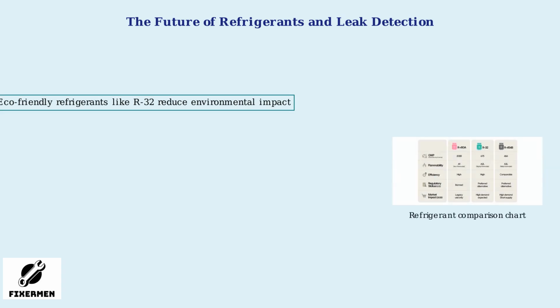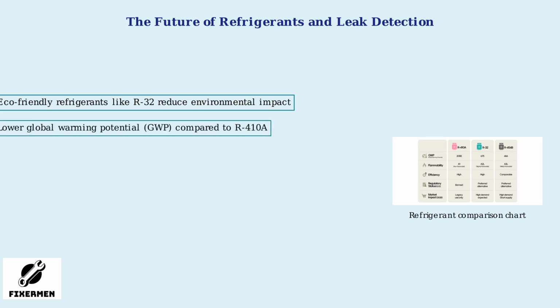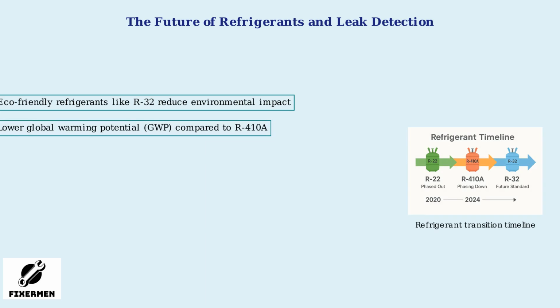The HVAC industry is rapidly evolving toward more sustainable solutions. One key advancement is the shift to eco-friendly refrigerants that minimize environmental impact while improving system reliability. R32 offers significant advantages over the older R410A refrigerant. It has a much lower global warming potential, meaning it contributes far less to climate change if released. Additionally, R32 operates at lower pressure, which naturally reduces the risk of leaks in the system components. This makes it safer and more efficient for modern applications.